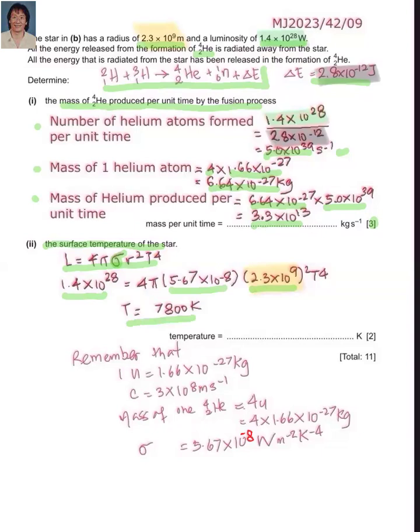When you do this question, you must remember that one atomic mass unit is 1.66 times 10 minus 27 kg. The speed of electromagnetic wave is 3 times 10 power 8 meter per second. And the mass of one helium is equal to 4u, which is 4 times 1.66 times 10 minus 27 kg. And your Stefan-Boltzmann constant is 5.67 times 10 minus 8 watts per meter squared per Kelvin to the power 4.